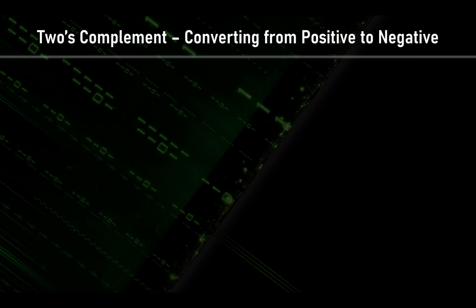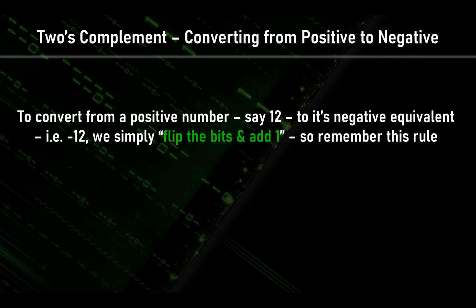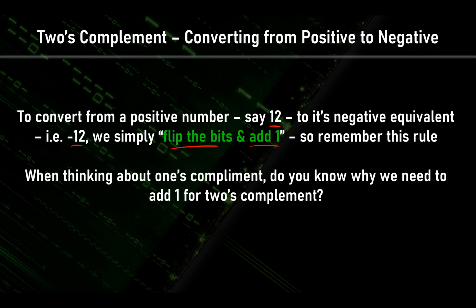Okay, so they're fine. Now let's look at how we can convert from positive to negative. If we want to convert from, let's say, 12 to its negative equivalent, i.e. minus 12, then there's this simple method: just flip the bits, then add 1. Hopefully you can remember that rule.